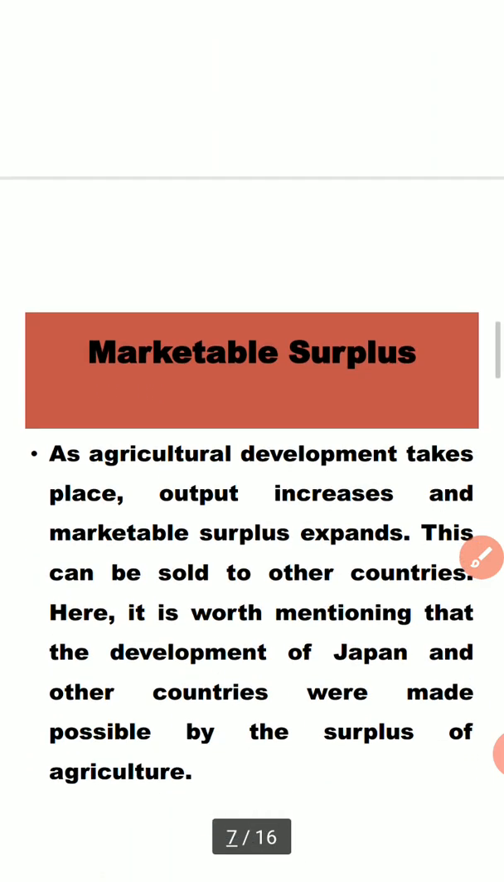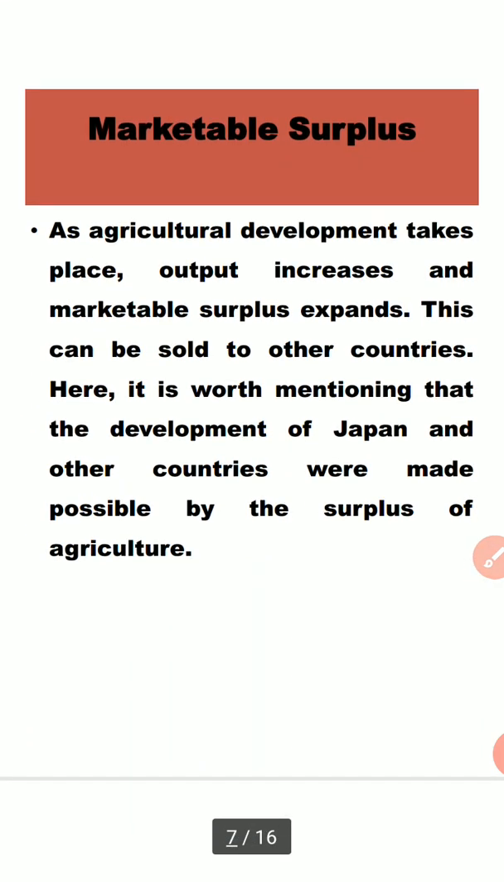The next point is marketable surplus. Agriculture sector provides much needed surplus for the development of the country. If there is no surplus, there will not be any saving, it cannot be exported, and the country cannot earn foreign exchange. In fact, many countries including Japan have developed with the support of marketable surplus from the agriculture sector only. In the same way, in India also the agriculture sector contributes a lot by producing marketable surplus.